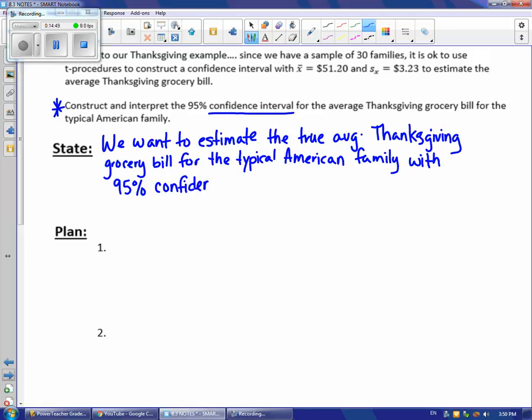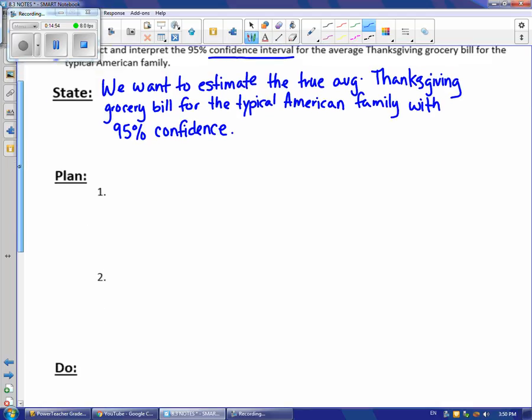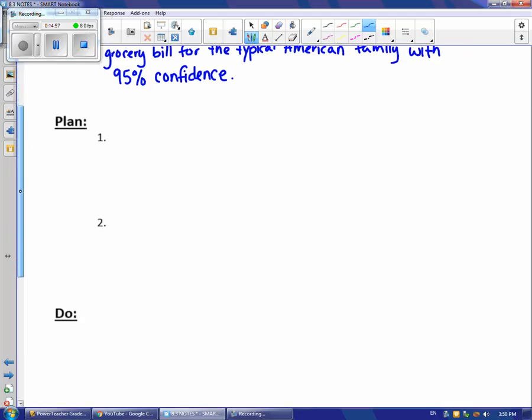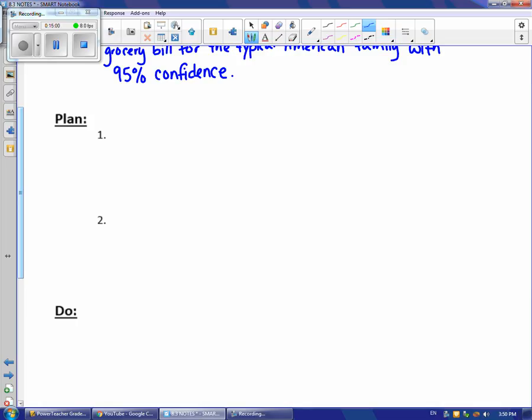Okay, I've said what I'm trying to find, let's check our assumptions and conditions. I know I have a simple random sample of 30 families, so we can say we have a random sample of 30 families' grocery bills. Next, we don't know if the population distribution of all grocery bills is normal, but we know our sample size is greater than 30, so our sample size is large enough that we can proceed with T procedures.